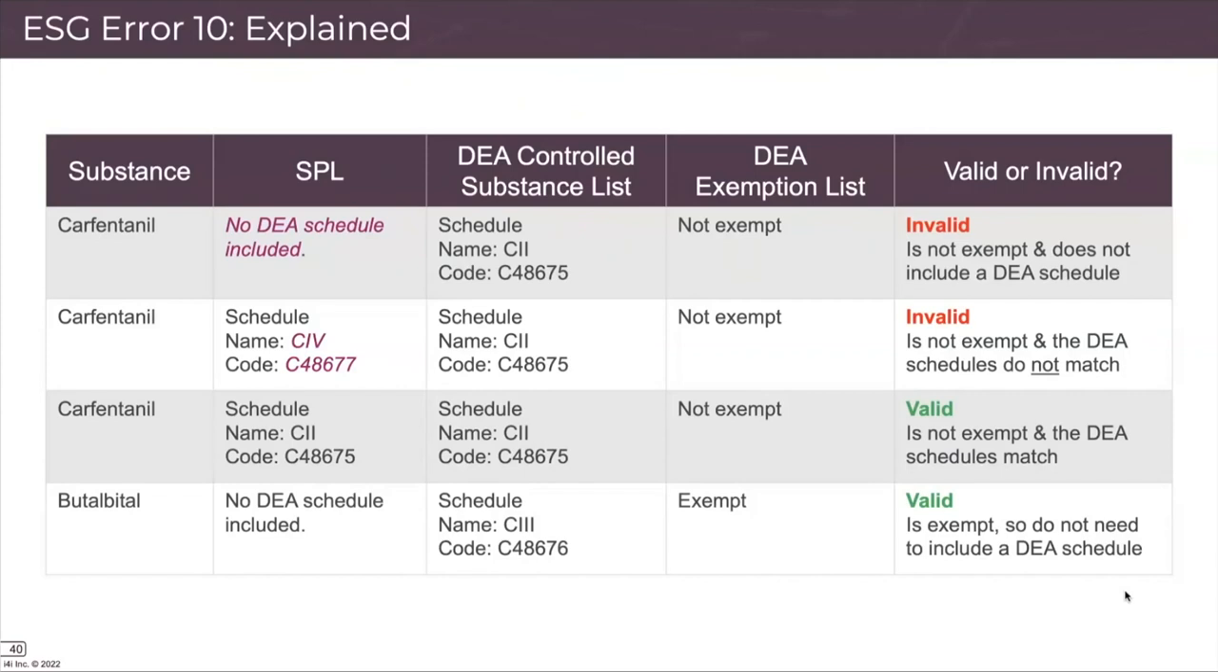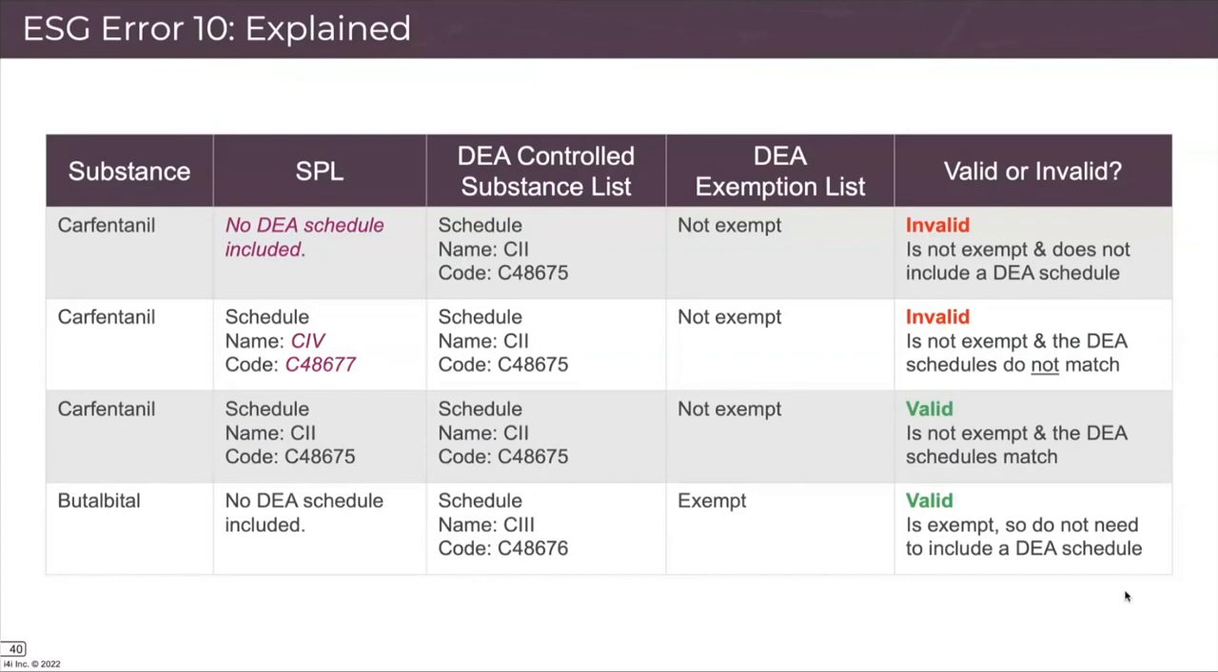In the second row, the SPL includes the incorrect DEA schedule data for carfentanil. Therefore, it fails validation and an error report is generated from the ESG. In the third row, the DEA schedule data for carfentanil included in the SPL matches the one that's found in the DEA controlled substance list. Therefore, it passes validation and no error is generated from the ESG.